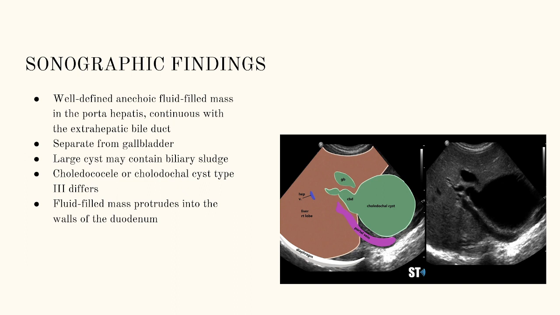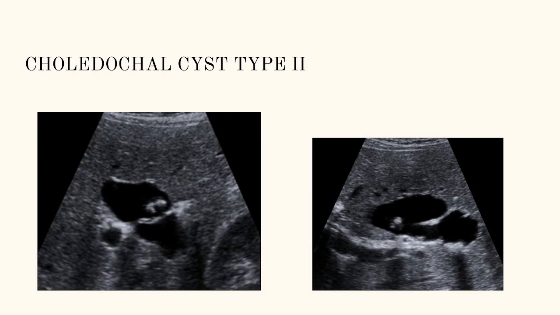Choledochocele, or choledochal cyst type 3, differs a little bit in the way that the fluid-filled mass will protrude into the walls of the duodenum. In this image here, we can see the choledochal cyst at the porta hepatis and the gallbladder located anteriorly. For choledochal cyst type 2, the images here are from a 39-year-old woman. On CT, they found these liver lesions, which were done for lower abdomen pain. Here we can see that the choledochal cyst has a stone in it, and the gallbladder is not seen in these images.